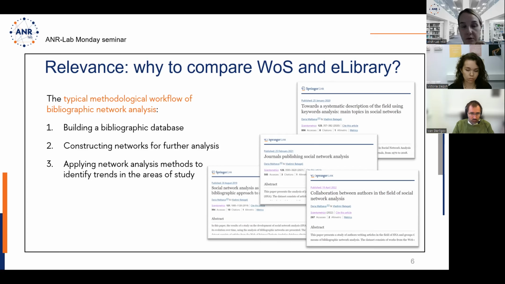The typical methodological workflow of our analysis was that we need to collect a bibliographic database, to construct networks for further analysis, and then apply network analysis methods to identify trends and to do research in the area of our study.